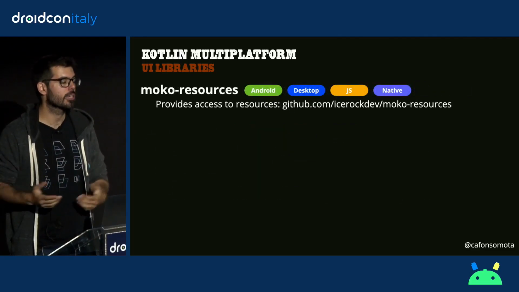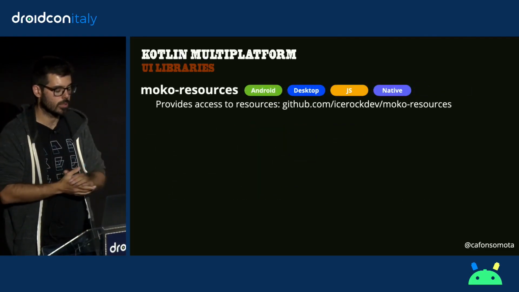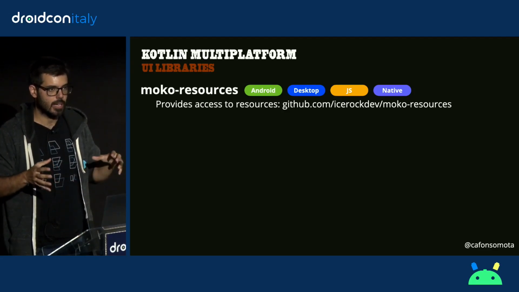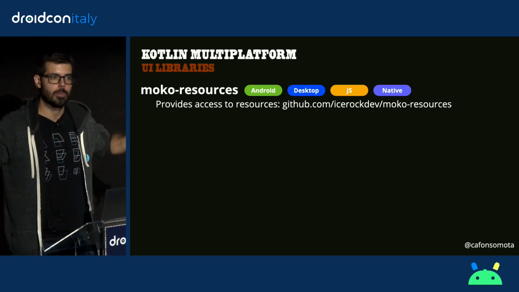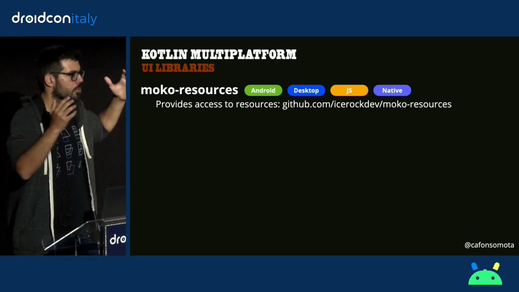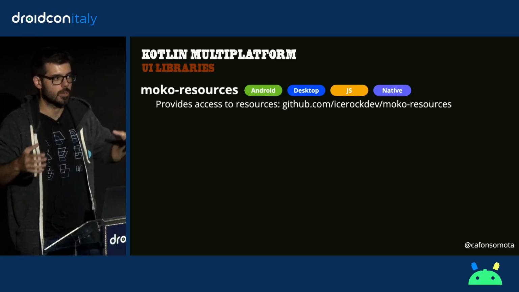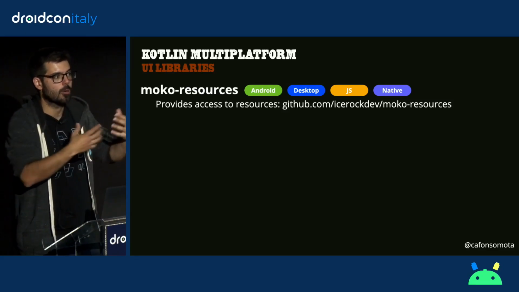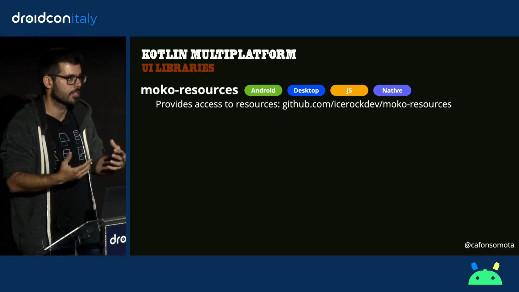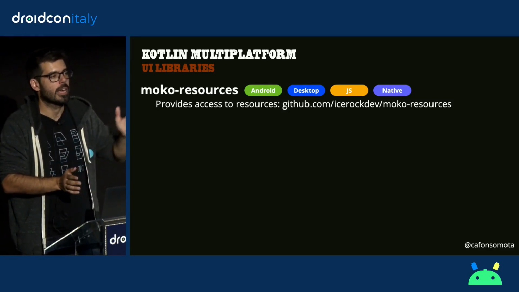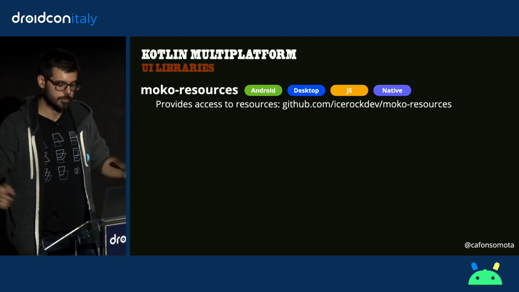I'm also going to use Moko resources. Moko resources is a really, really cool library. Basically, it allows you to share resources across all platforms. So imagine you have the strings file that is only Android specific. What Moko resources does is you can have these strings files in your common module, and when you compile your app, these strings start to be available for Android, iOS, and desktop.